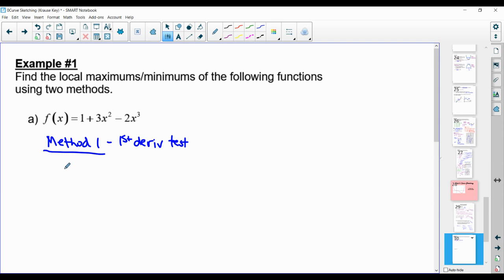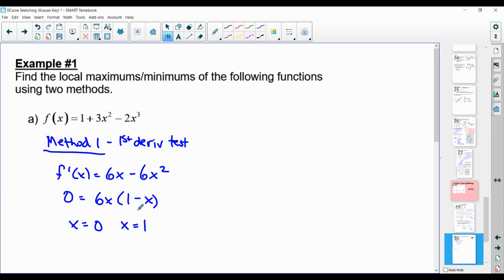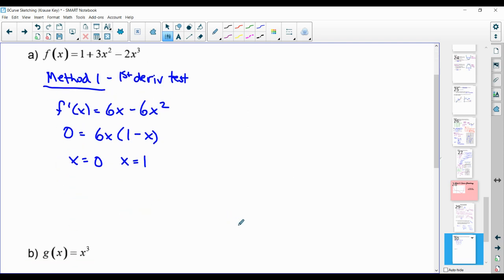All right, so we take our first derivative, f prime of x gives us 6x minus 6x squared. We set that equal to 0. Factoring, we've got 6x times (1 minus x). So our critical values are 0 and 1. And so then we can set up our interval chart. We can set up a number line.